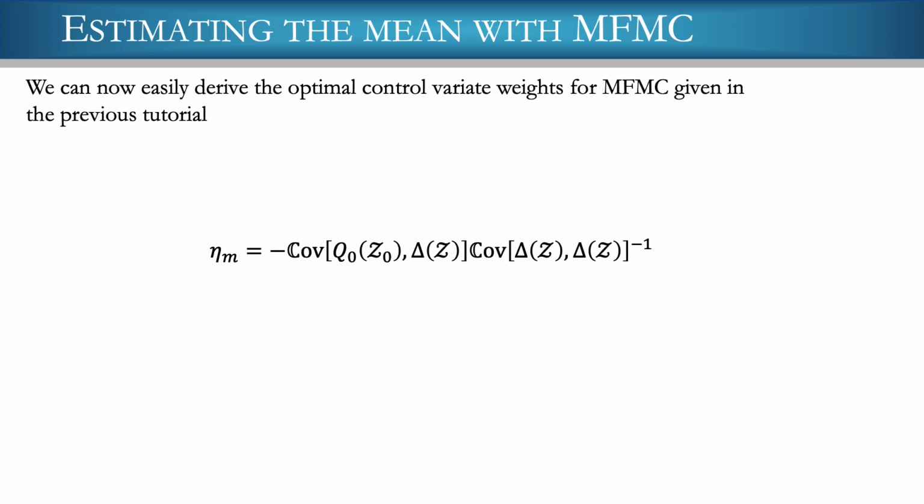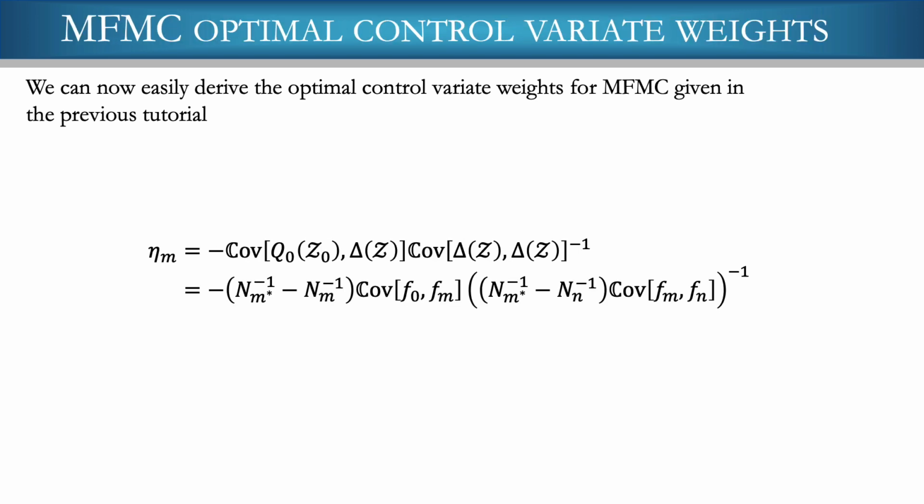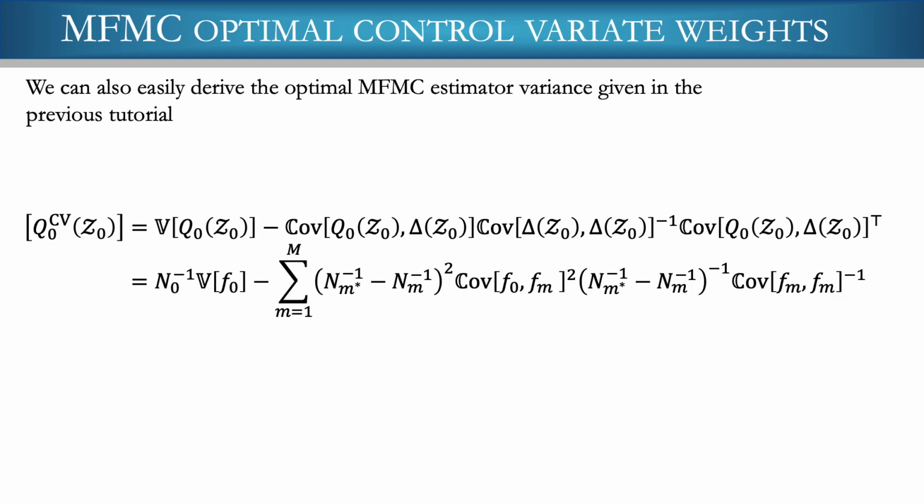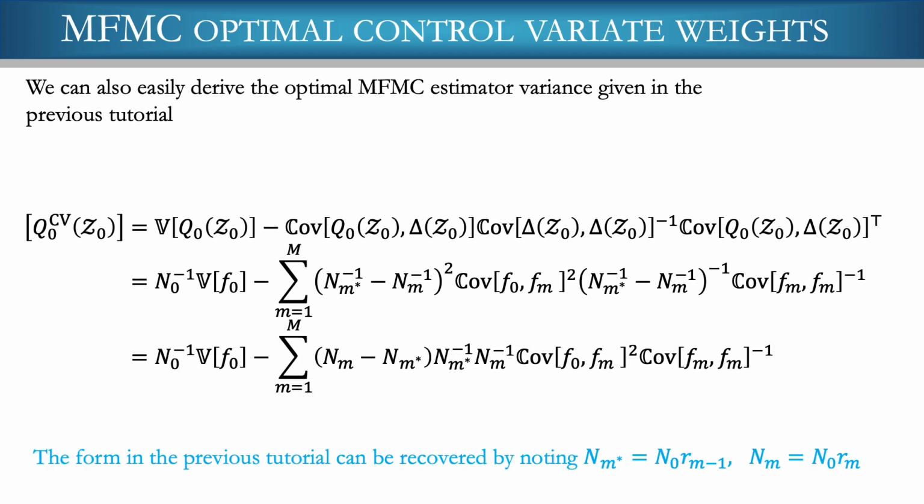Now I want to show you how we can use the ACV framework to easily derive the optimal control-variate weights and variance of multi-fidelity Monte Carlo estimators shown in my tutorial on multi-fidelity Monte Carlo estimators. First, let's plug in the formula I gave on the last slide and the expression for the covariance between Q0 and delta. This yields the optimal multi-fidelity Monte Carlo weights that I gave in the MFMC tutorial. Now we can substitute the same covariance expressions into the optimal variance. We then collect terms.